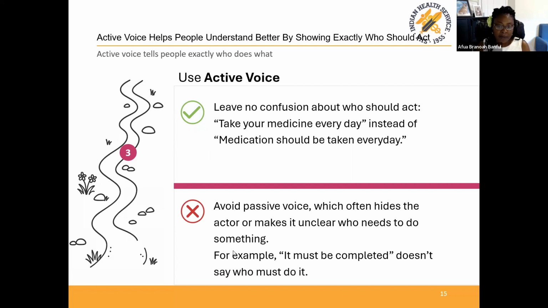So it's saying something like it must be completed. Who must complete what, right? It's like you must do something. That's what changes the sentence from passive to active. And part of plain language is using this active voice. Okay.